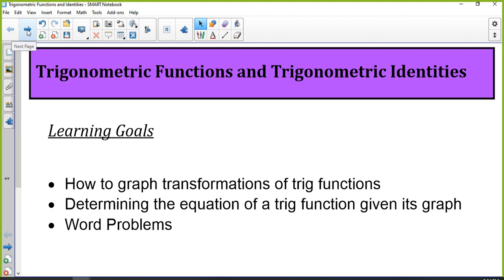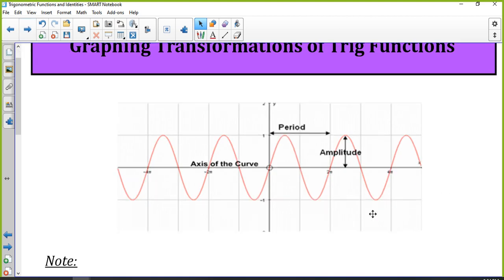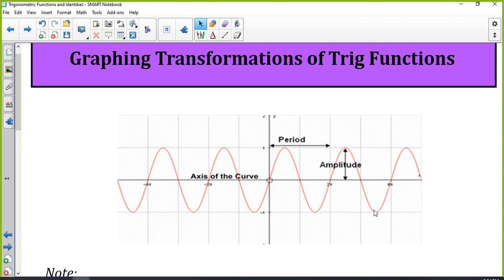Okay. So a couple of things here. First of all, this is what the graph of y equals sine x looks like. All right, we have to know the graph of both y equals sine x and y equals cos x. But the graph of y equals sine x is a pretty good jumping off point.